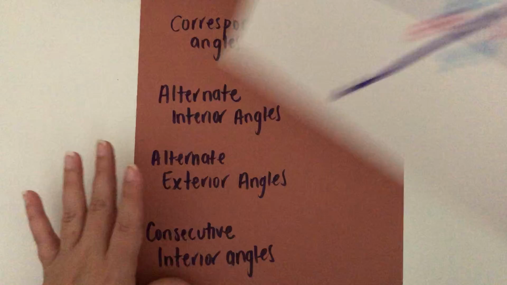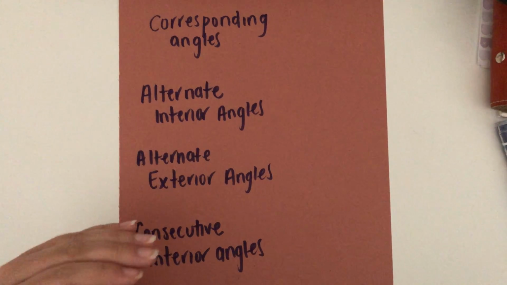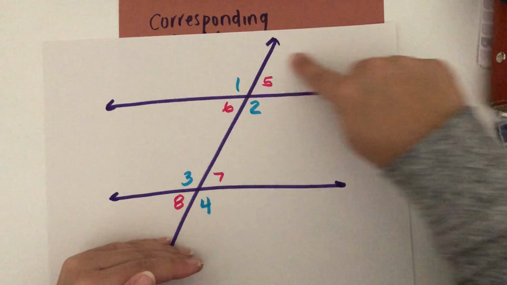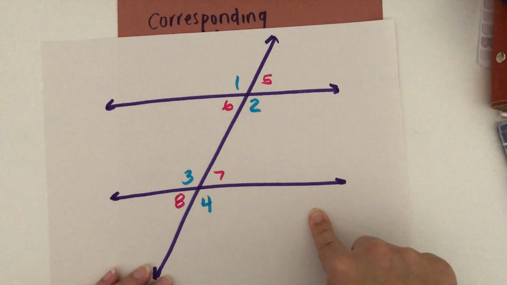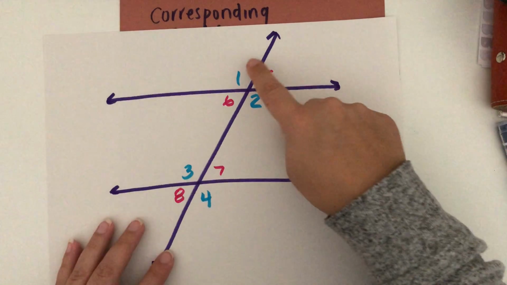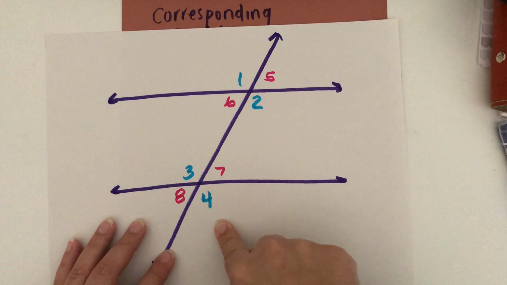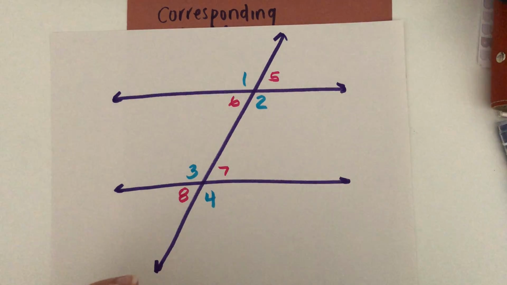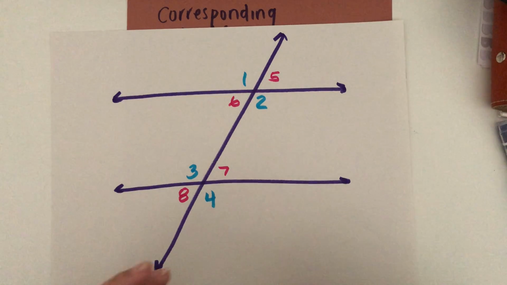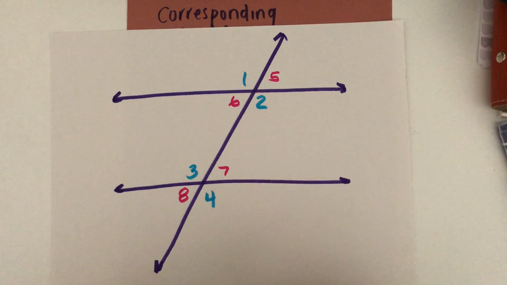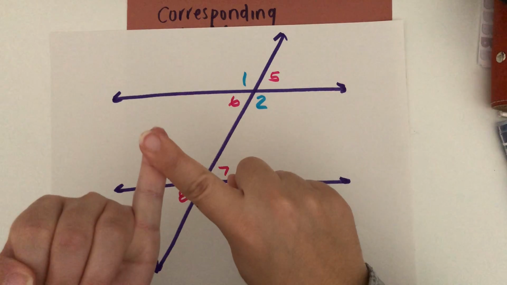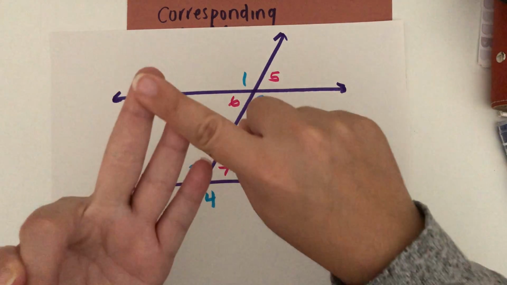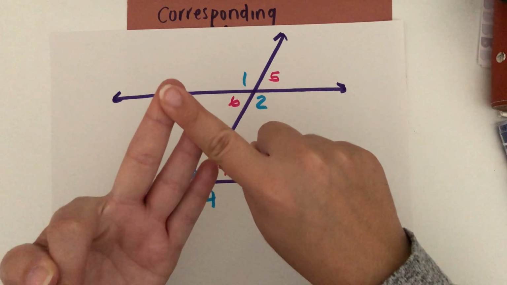So the next one that we have is your alternate exterior angles. So again, exact same thing. They're on the outside, which means that they fall on the outside of your parallel lines, and they're on alternate sides. So 1 and 4 are alternate exterior, 5 and 8 are alternate exterior. Now those 3 that we just went through, they all have the same angle measurement to each other. So all of my corresponding angles are congruent, alternate interior angles are congruent, and alternate exterior angles are congruent, okay?